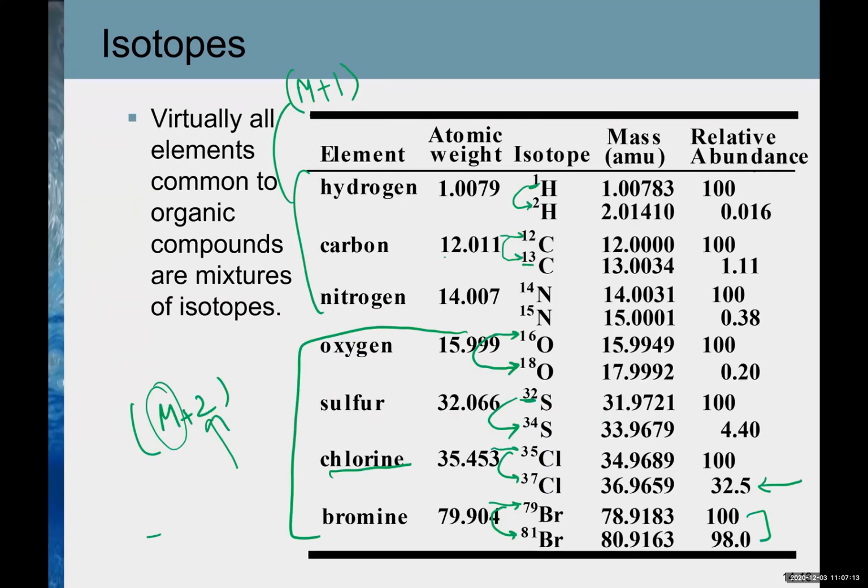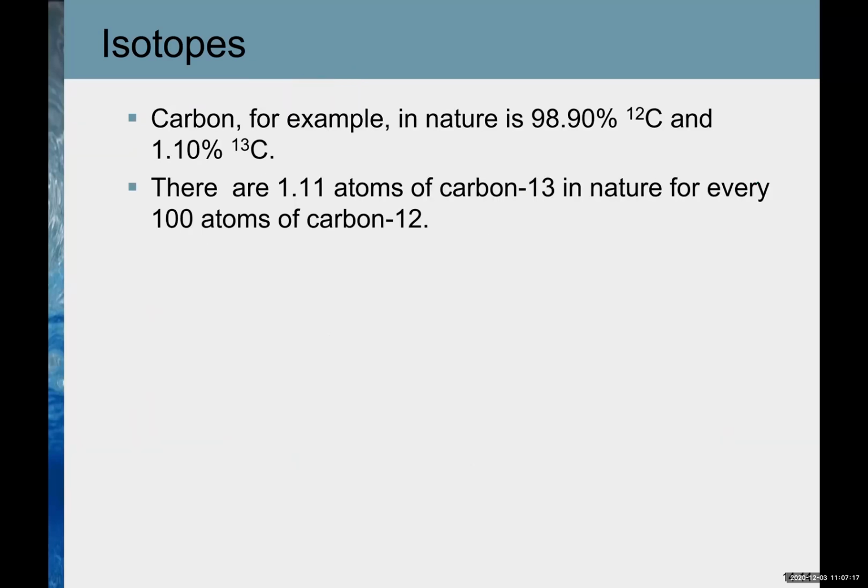How do we calculate the relative abundance out of 100? Let me show you how we calculate. For example, in nature, carbon 12 is 98.9% and C13 is 1.1%. So the way to calculate, out of every 100, how many C13 is present.